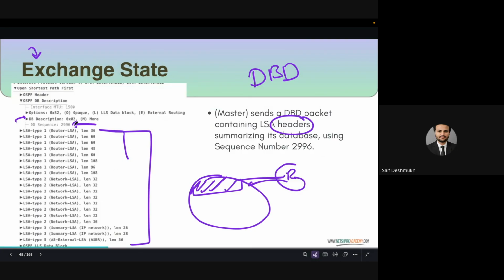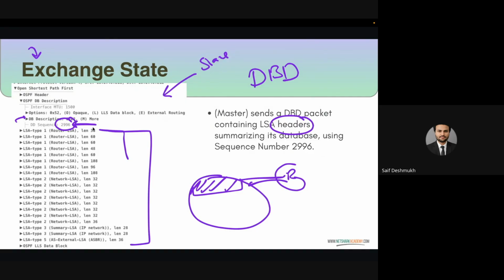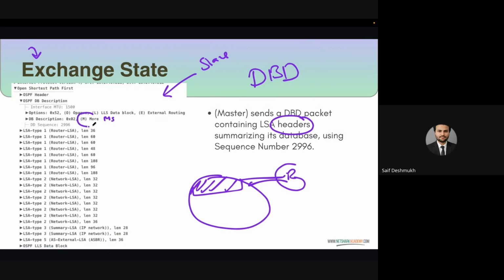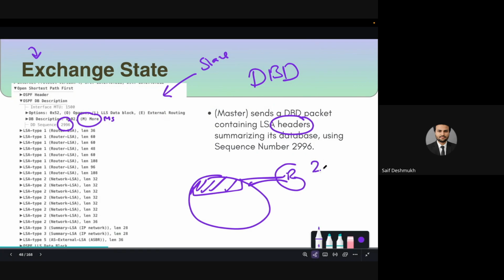Look at the sequence number 2996. So basically they use that. This specific packet that I captured was from the slave. How do I know? You can also find it out based on the flags. You should always have the MS flag here. It only has the more flag. This shows that in the slave there is no MS flag. So the slave is using the same number. How? It should be using 2997, right?